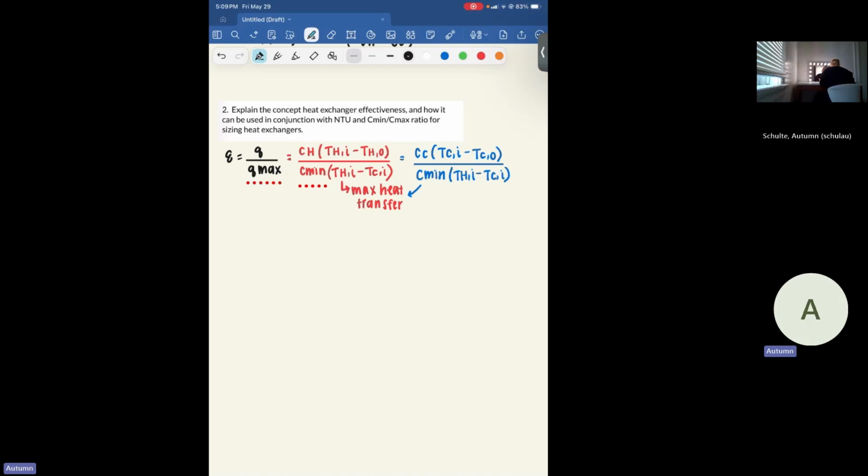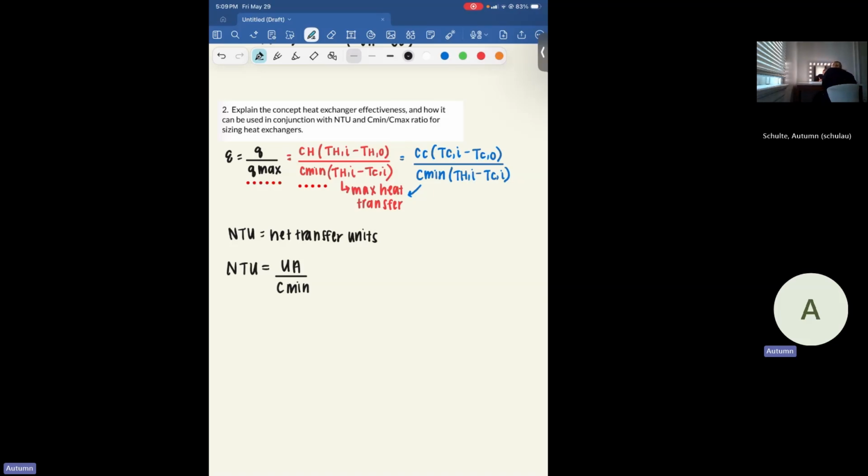Now relating this back to NTU, NTU stands for number of transfer units. And this is related to your overall effectiveness or efficiency and your overall heat transfer coefficient U. So NTU is equal to our overall heat transfer coefficient multiplied by the area, divided by that minimum mass flow rate heat capacity.